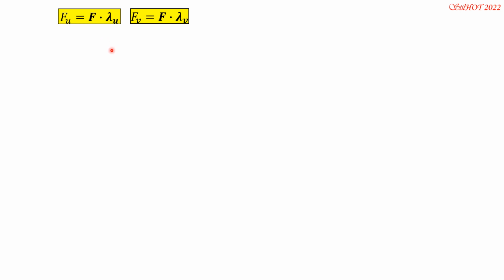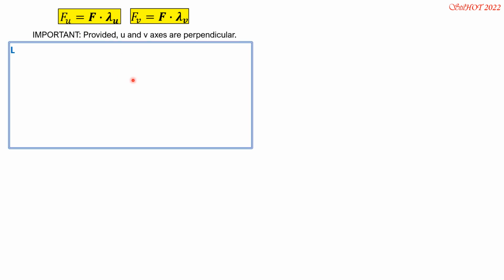So I have two examples for the applications of this. But the best way is the previous technique, which is you draw a parallelogram, then just apply law of sines and law of cosines and think of the sign of the components Fu and Fv. So let me emphasize that u and v axes must be perpendicular, or else we cannot apply this.